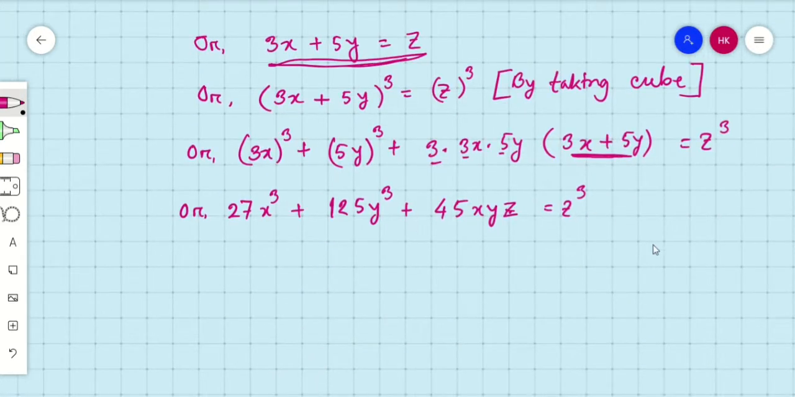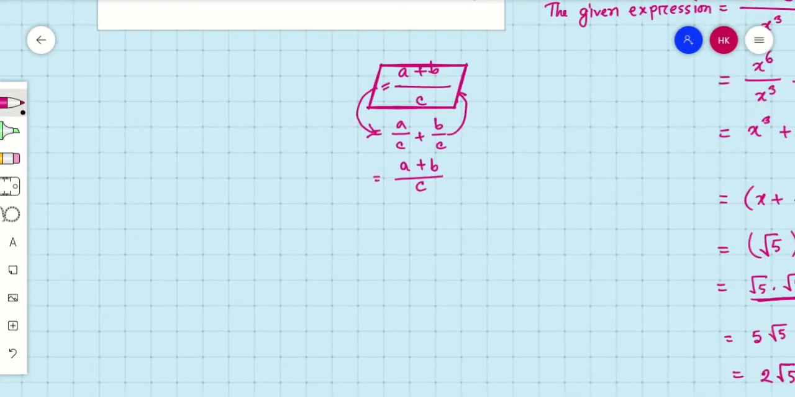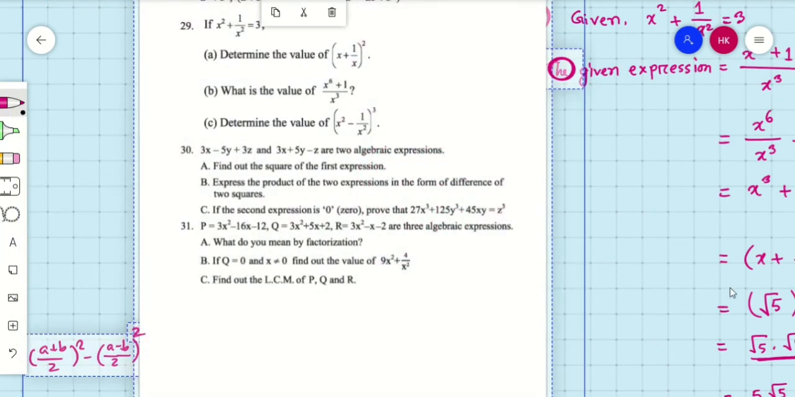There is a little mistake in the question, because 27x cube plus 125y cube plus 45xyz, there is a z, but in the proof there is no z, so there is a mistake in the question of the book. This is the right answer, so we can write proved. This completes question number 30. Now we move on to our next question, question number 31, right?